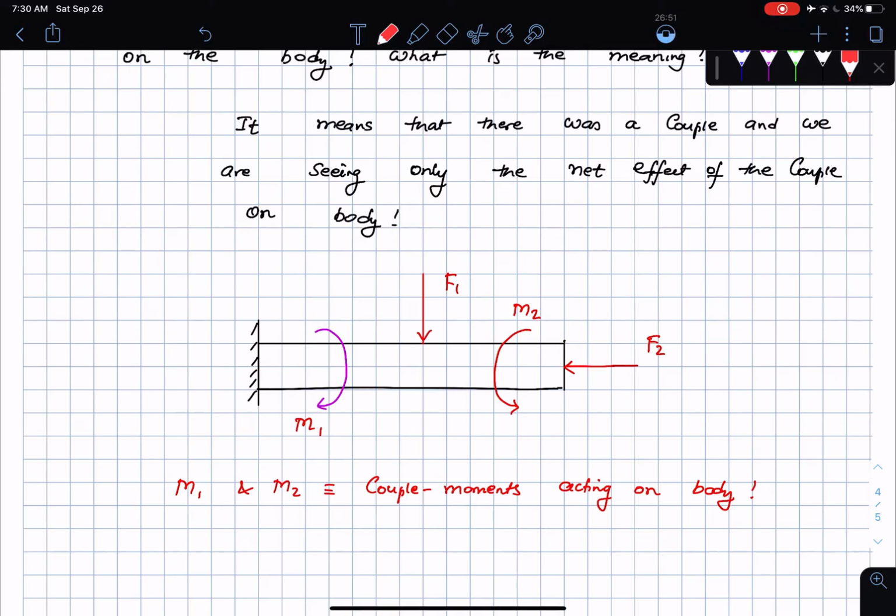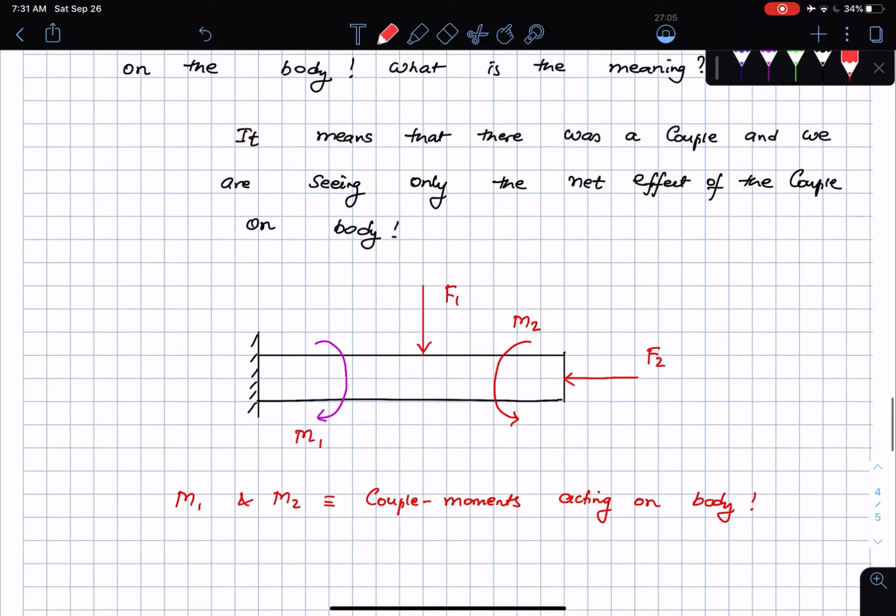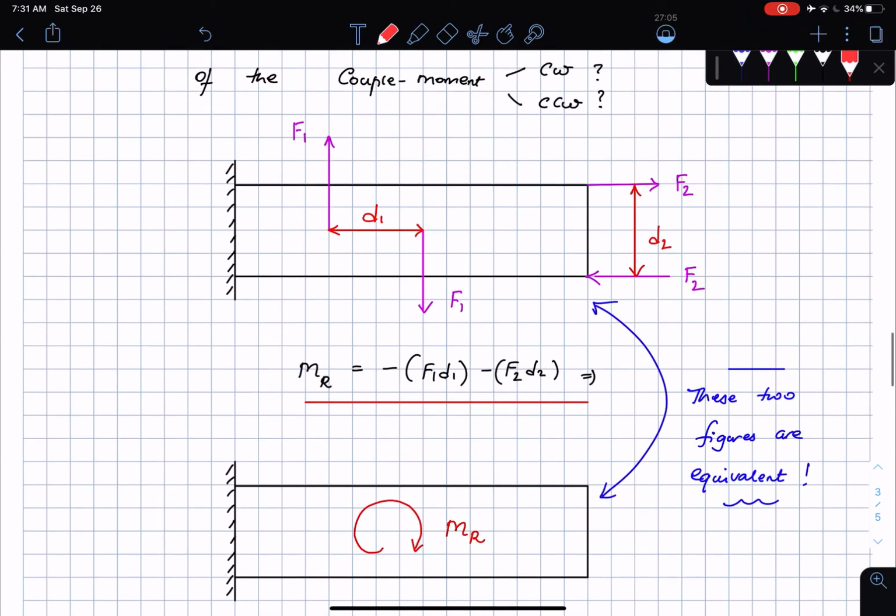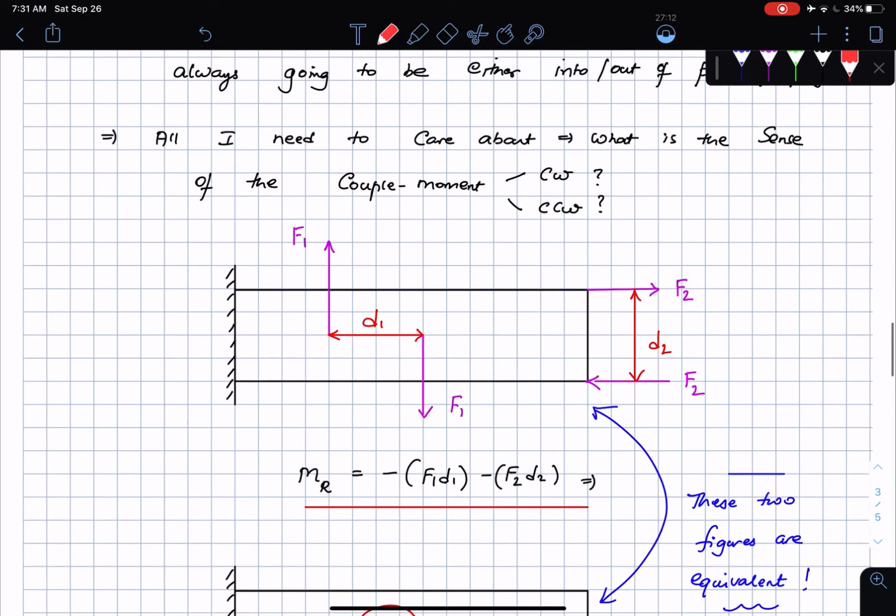Which means somebody has already done the work for you. They have reduced the effect of a couple to this couple moment, and they're saying, okay, hey, this is the couple moment, include this when you're doing rigid body equilibrium. That's essentially what it is. All right, so a very brief summary of what we've done so far. This is a fairly nice, important concept, and a fairly straightforward one as well.